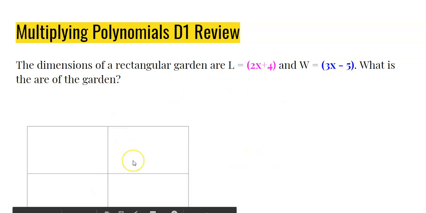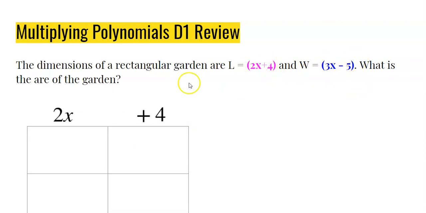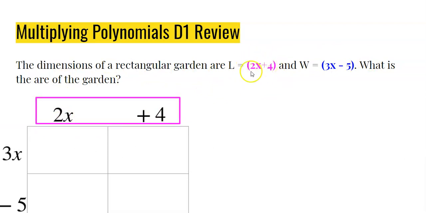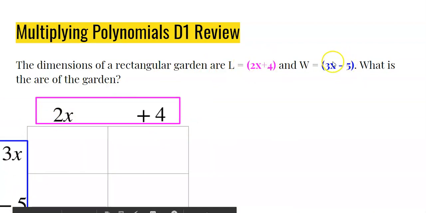Finally, we're going to review what we did last class, which was the box method. Given two binomials, which as a reminder are two-termed expressions, outside my box, I'm going to write each binomial. So here's my 2x plus 4 that I indicated in pink. And here's my 3x minus 5 that I indicated in blue. Once you fill out the outside of the box, now I'm going to fill in the inside of the box by multiplying each number outside each given square.